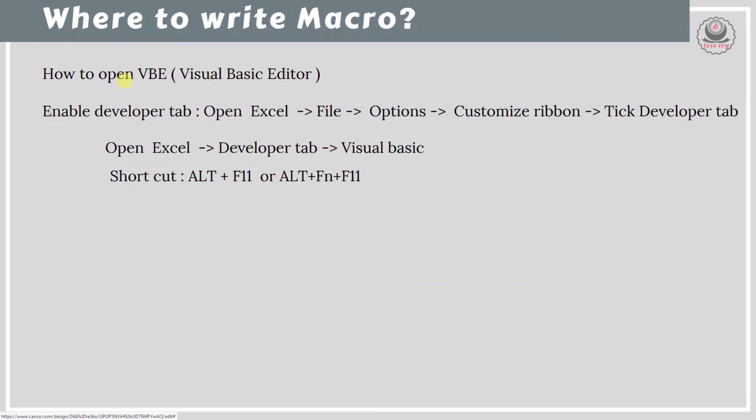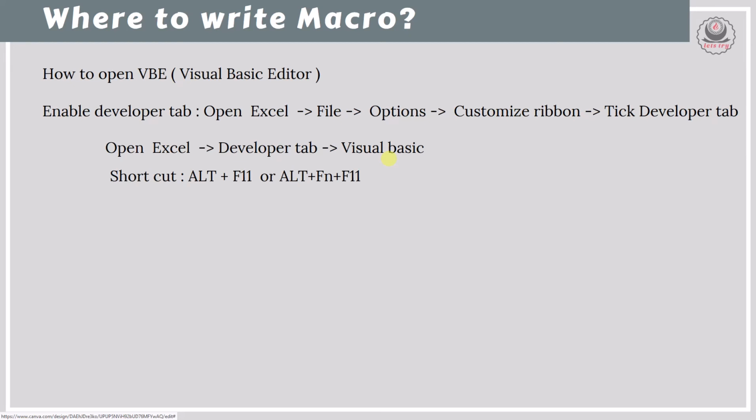So how to open VBA? That is the next question. To do that, we should have the Developer tab in Excel. So how do we enable the Developer tab? These are the instructions to be followed. Open Excel, go to File, then Options, then Customize Ribbon, and then tick the Developer tab. Once the Developer tab is enabled, go to the Developer tab, where there is a Visual Basic option. Click it and the Visual Basic Editor will open.